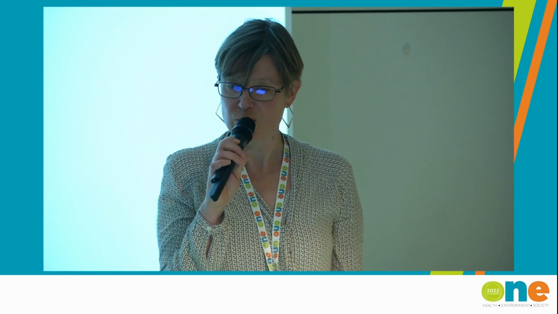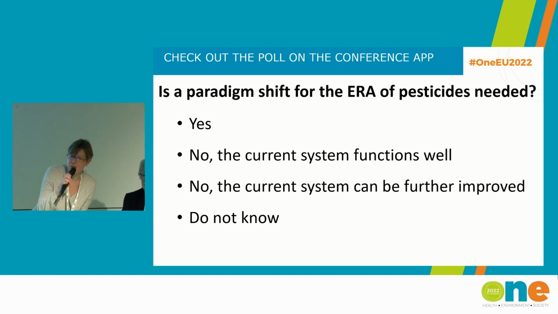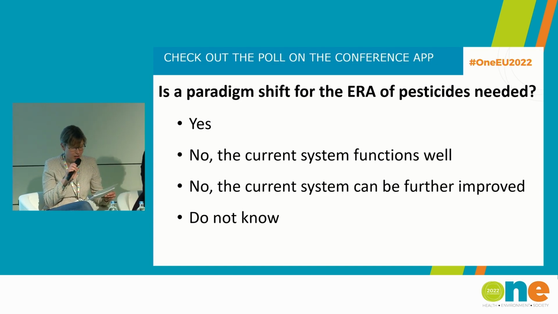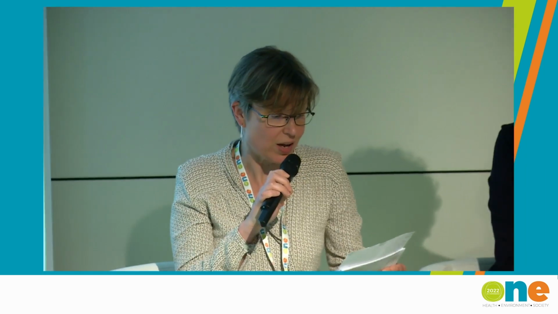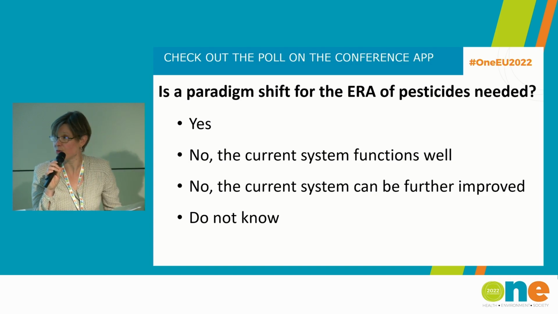So we will go directly to the first question. If you have the app, you will soon have the possibility to answer our questions, where we will just explain the question and maybe ask my speaker to reply. But I think I already know the answer. The first question on the poll is: is a paradigm shift for the environmental risk assessment of pesticides needed? You have 4 answers, and you just select one. There is yes; no, because the current system functions well; no, the current system can be further improved; or simply you do not know.